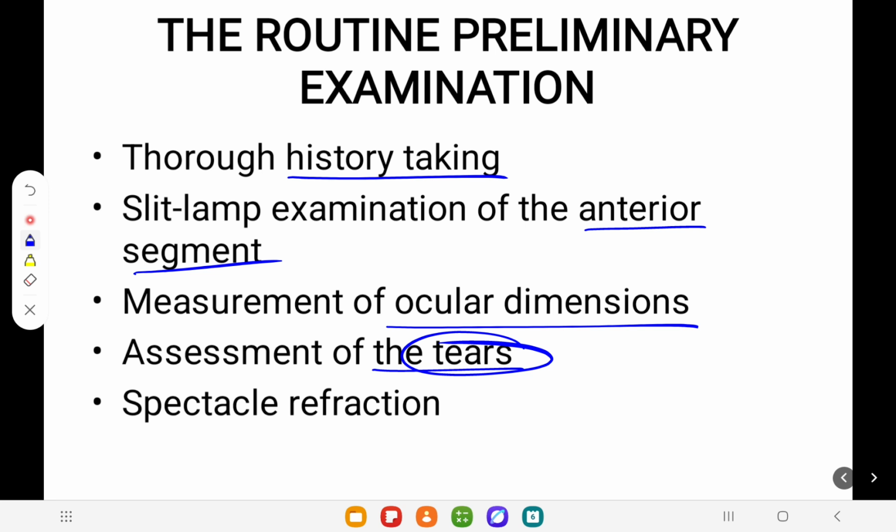Spectacle refraction is a very, very basic thing. Without spectacle refraction, how can we prescribe a contact lens? How can we determine the contact lens power? It's centrally important.